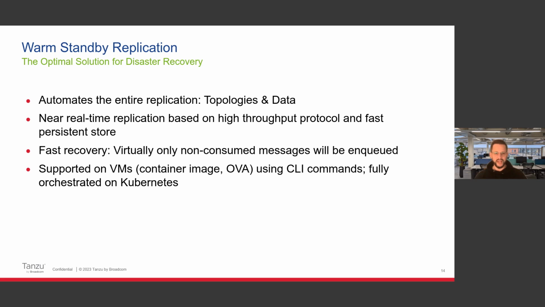So warm standby replication is the name that we give our disaster recovery. And this essentially allows you to set up an active passive configuration. We'll go through what that means in a second. It essentially automates the entire replication between one RabbitMQ cluster and another RabbitMQ cluster running in a different site. And there's two components to that. The topology, which is the set of queues, exchanges, and bindings. And then the data, which is which messages are being consumed, which messages are on the queue, and the actual message payloads.